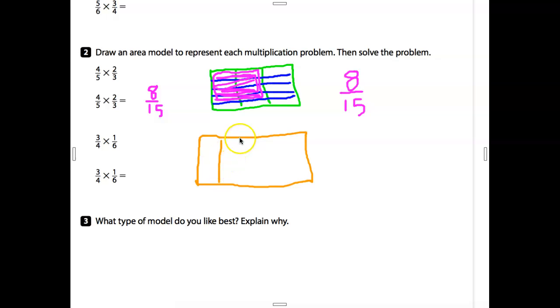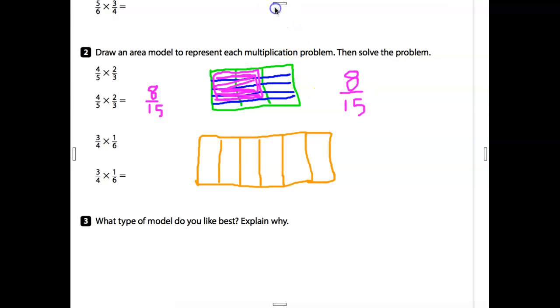1, 2, 3, 4. Let's see, 1, 2, 3, 4, 5. I'm going to make this a little bit bigger. All right, so there's 6. 1, 2, 3, 4, 5, 6. Okay, and then we have to find 3/4 of that.